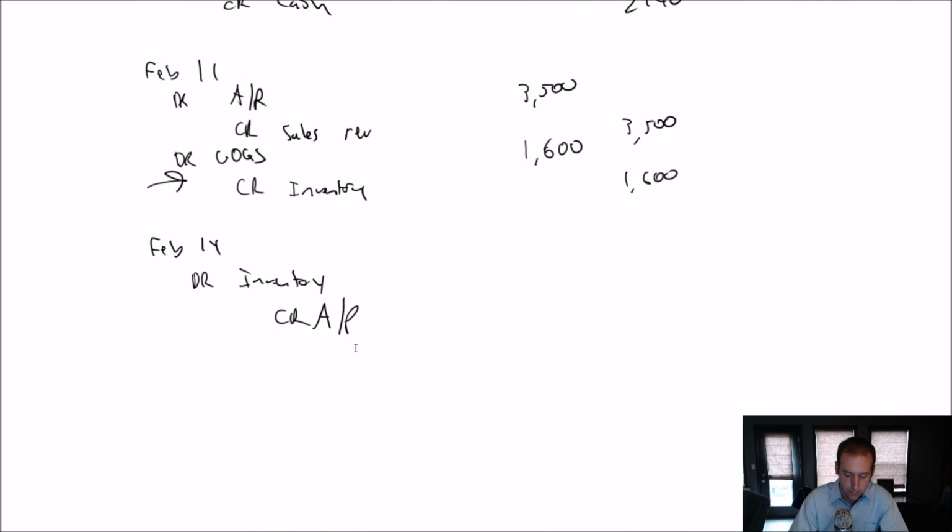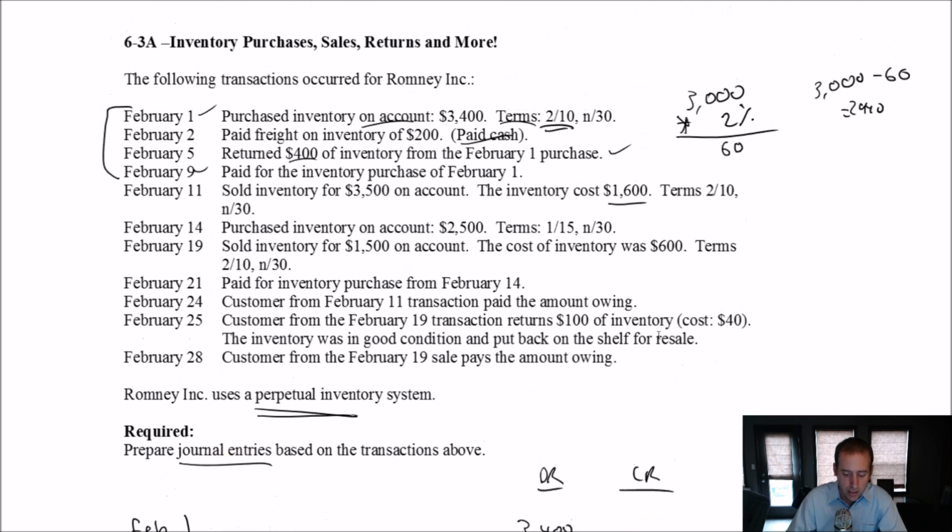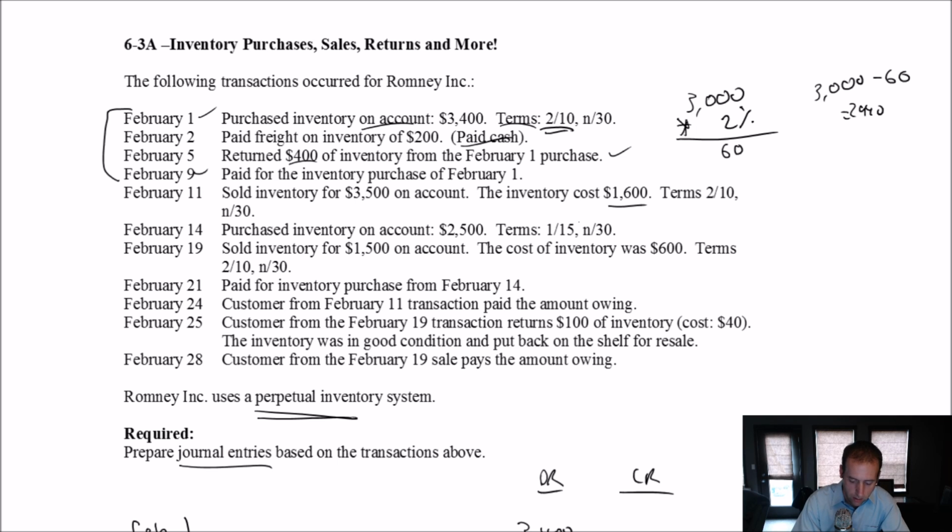2,500. So not much to say about that. It does have terms, and actually our last sale had terms, 2/10 net 30. This one is 1/15 net 30, so different terms, but we know what that means. I get a 1% discount if I pay within 15 days. I got to pay the full amount within 30.